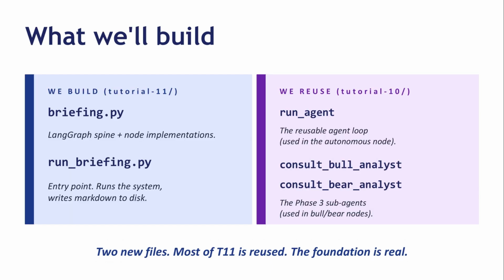2 files in our tutorial-11 directory. Briefing.py has the spine and all the nodes. Run_briefing.py runs it and writes the output to a markdown file. We import 3 things from tutorial-10: run_agent for the autonomous node, plus consult_bull_analyst and consult_bear_analyst for the bull and bear nodes. 2 files. Most of T11 is reused from earlier tutorials. That's the point. The foundation is real.